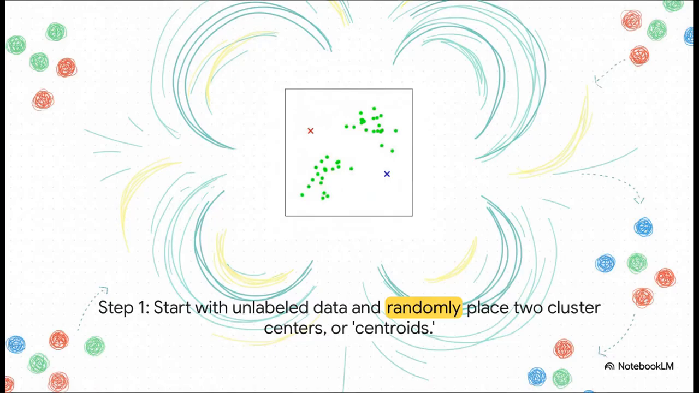So how does a machine actually do this? Let's take a look using a really popular algorithm called k-means. First, you just have your cloud of unlabeled data points. Then, the algorithm just randomly plops down 2 starting points.